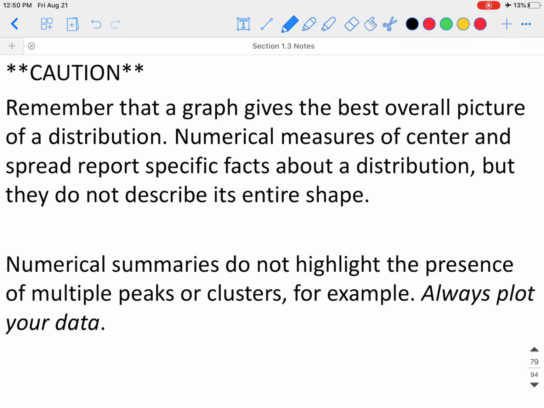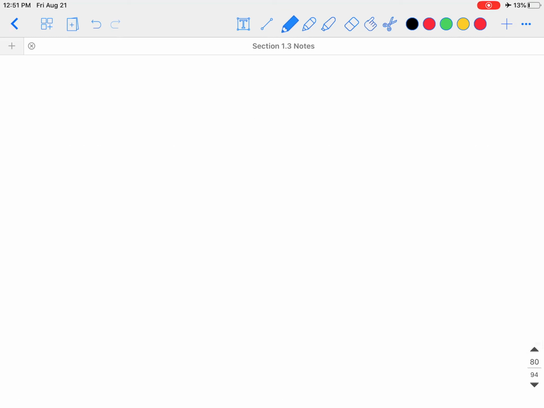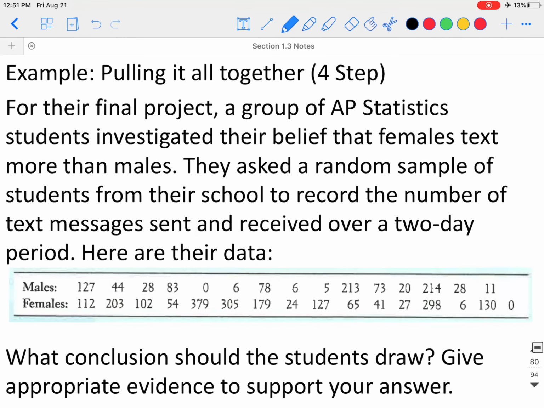You need to be cautious. Remember that a graph gives the best overall picture of a distribution. Numerical measures of center and spread report specific facts about a distribution, but they do not describe its entire shape. Numerical summaries do not highlight the presence of multiple peaks or clusters. Always plot your data.